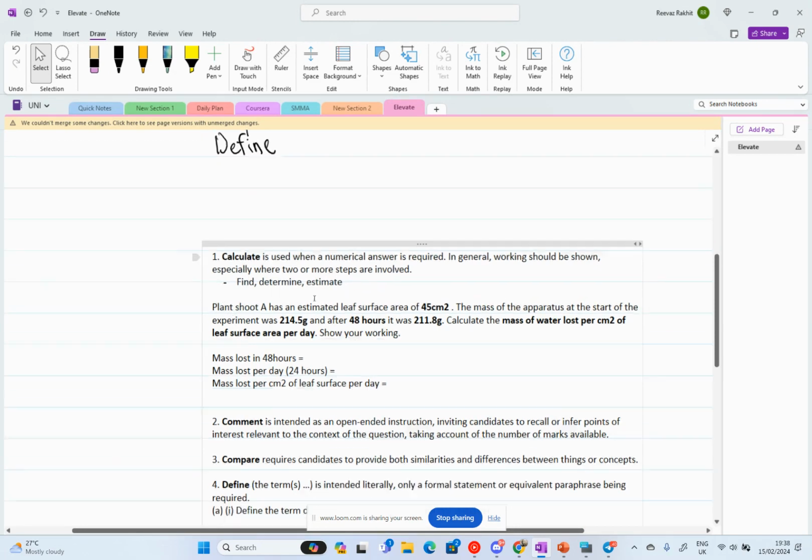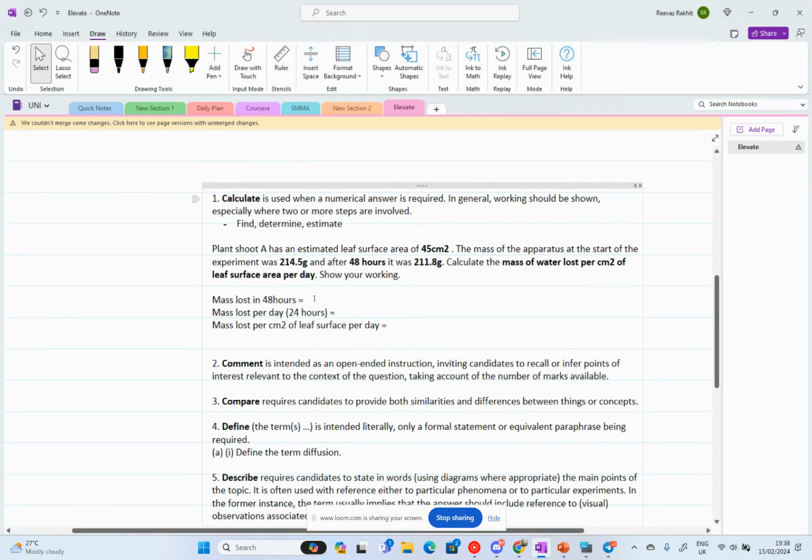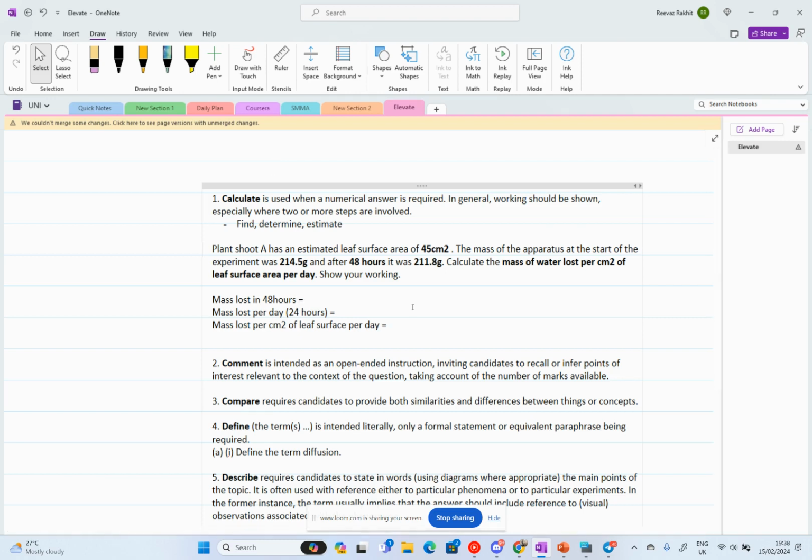Plant shoot. Sorry, I won't say out the question. Pause the video. Go read it yourself. So once you all have read the question, it is basically asking for the mass of water lost per centimeter cube of leaf surface per day, and it tells you clearly show your working. What does it mean by show your working? It literally means state in words what your working means, and then write out the working itself.